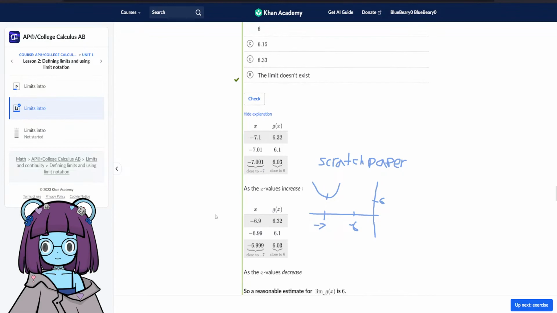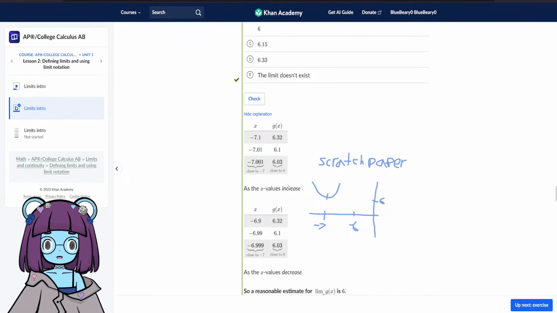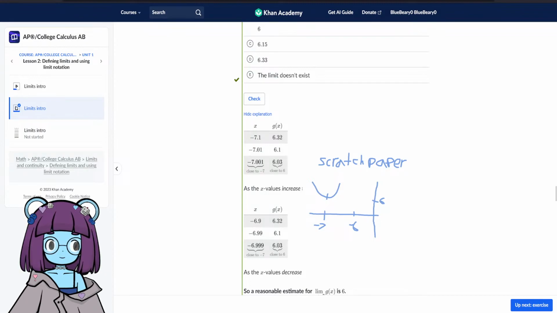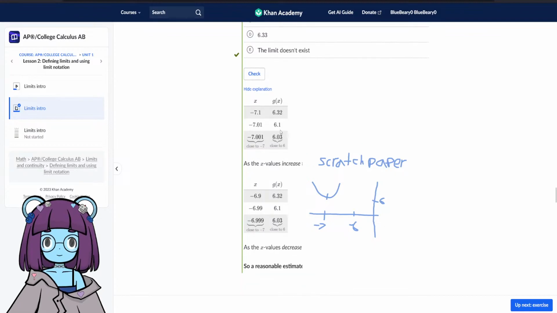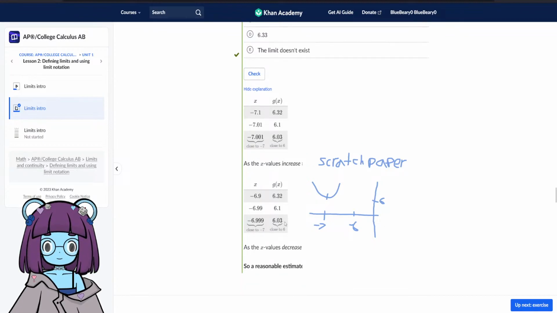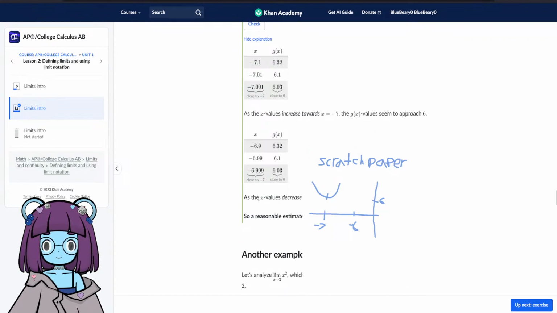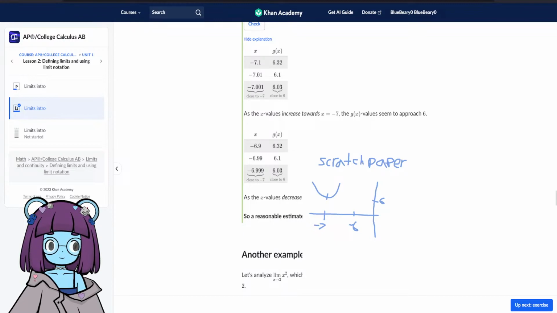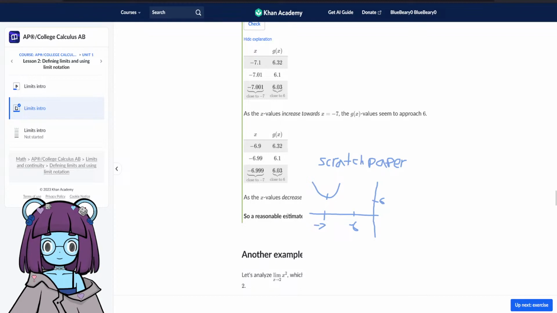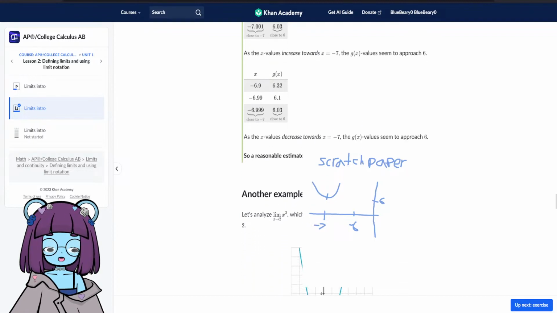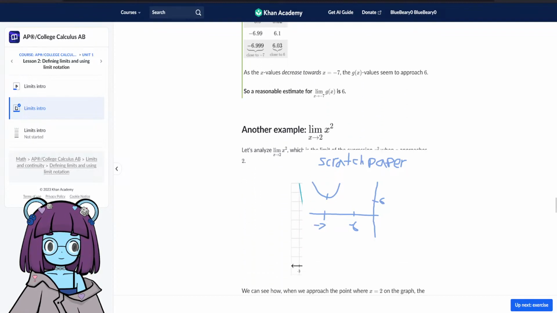Check the explanation. As the x values increase towards x equals -7, the g of x values seem to approach 6. It's close to 6, and also close to 6. As the x values decrease towards x equals -7, the g of x values seem to approach 6. So, reasonable estimate is 6. Yay!